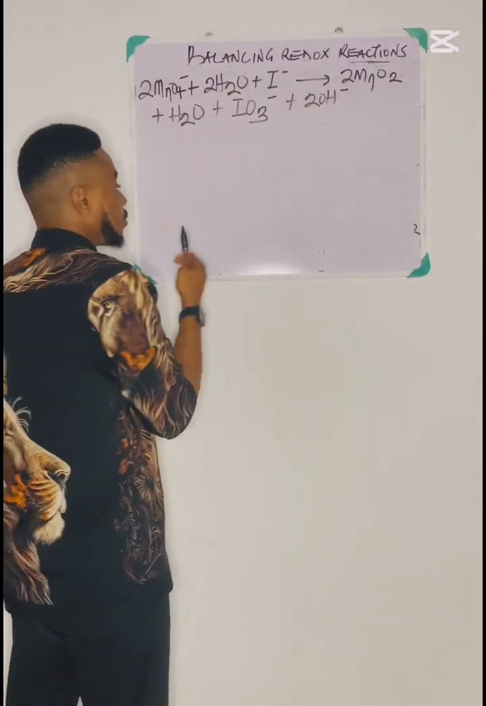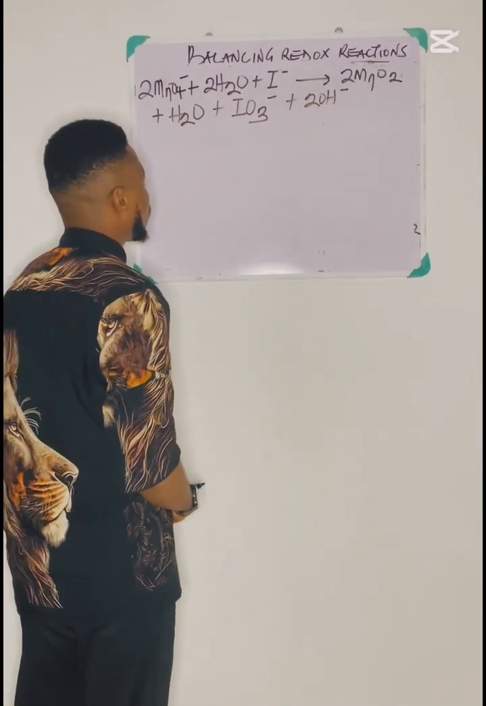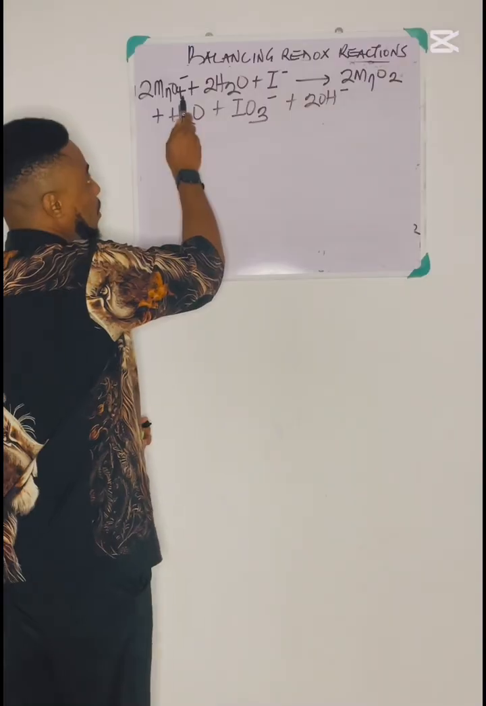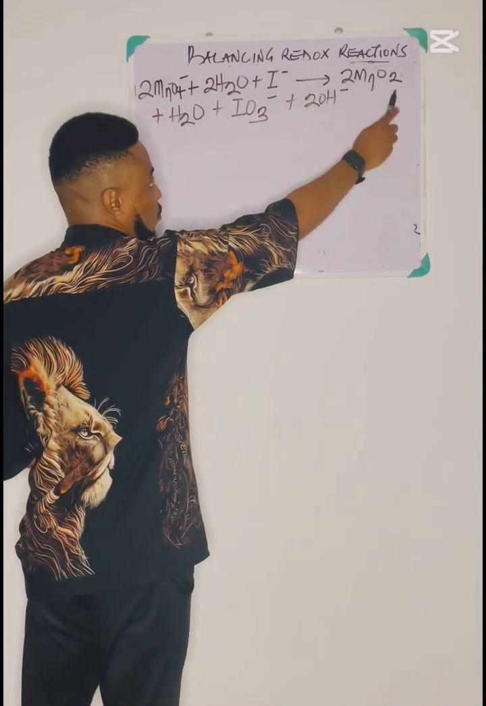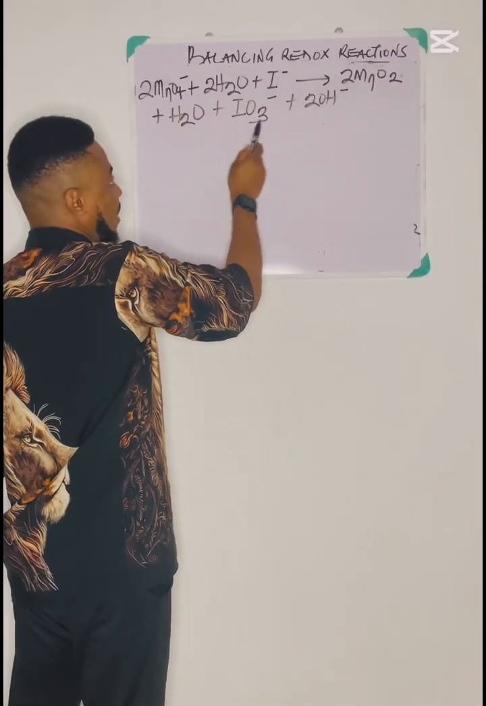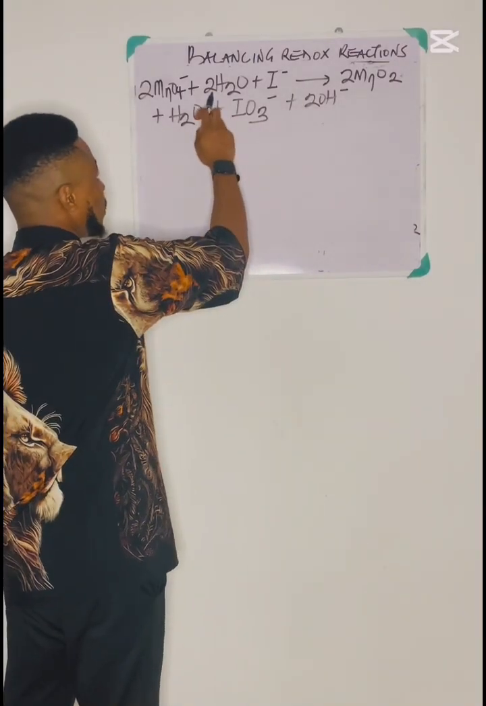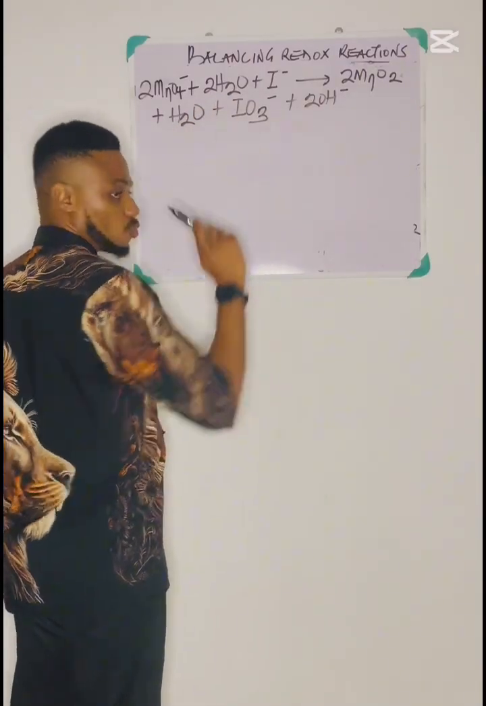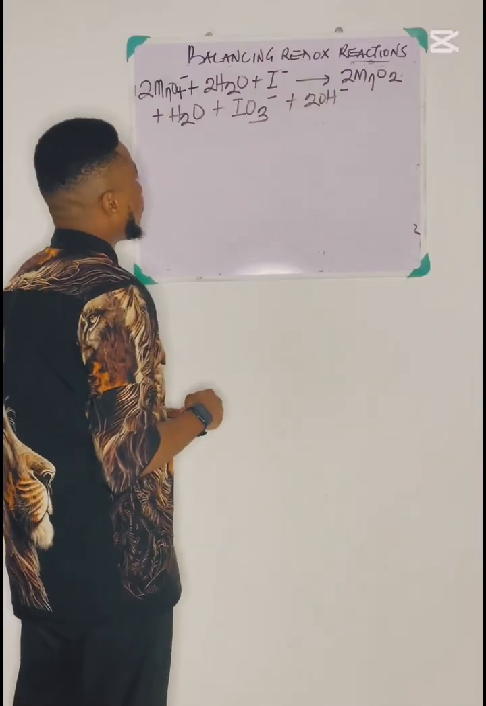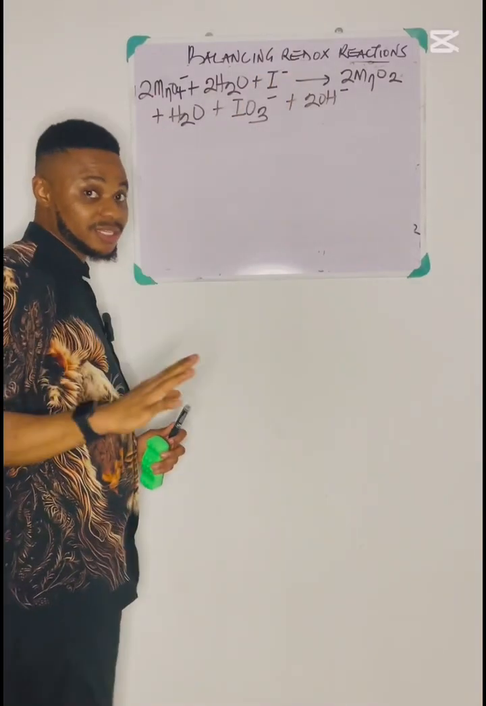All right. So let us check if it is balanced. So manganese is 2 here, manganese is 2 here as well. All right. Oxygen is 2 times 4, that is 8. 8 plus 2, 10. Oxygen is 2 times 2 here, 4. 4 plus 1, 5. 5 plus 3, 8. 8 plus 2, 10. Oxygen is balanced. Hydrogen is 4 here. Hydrogen is also 2 plus 2, 4 here. All right. Iodine is 1, iodine is also 1. So as you can see, it is balanced.